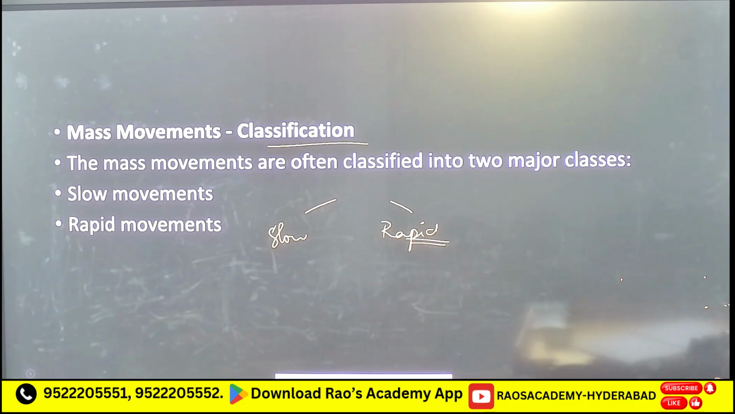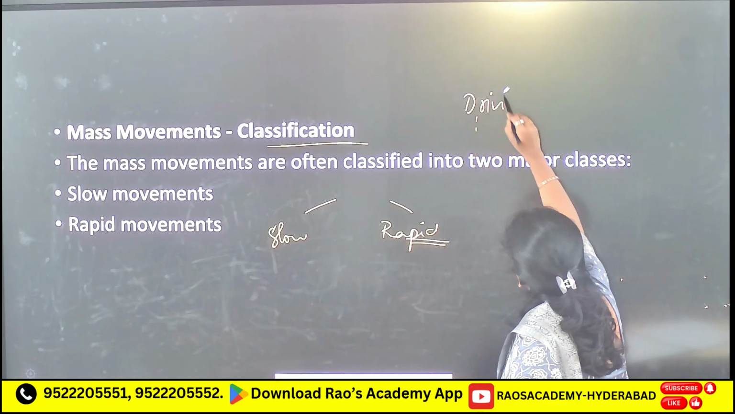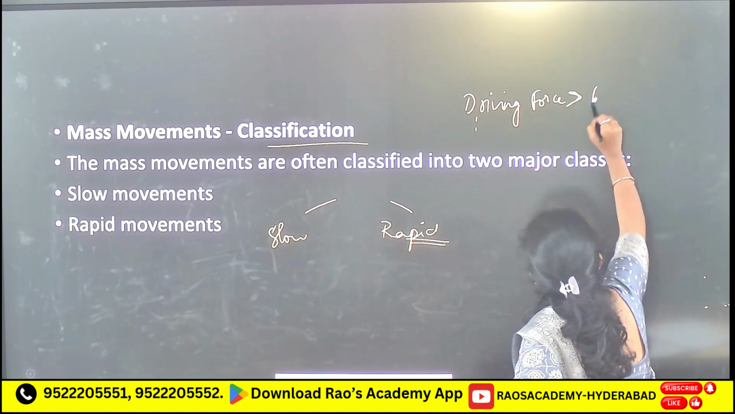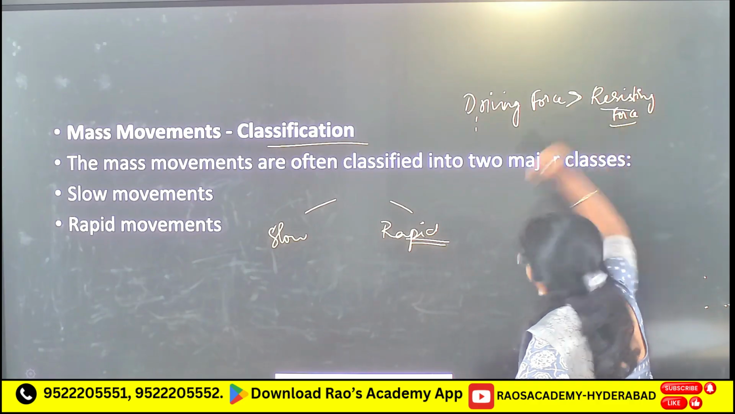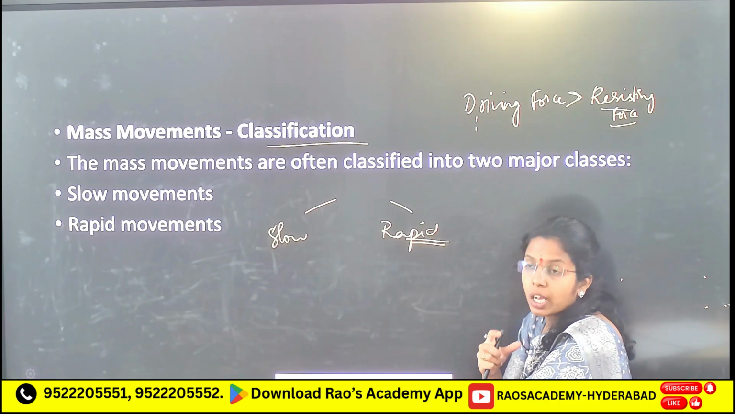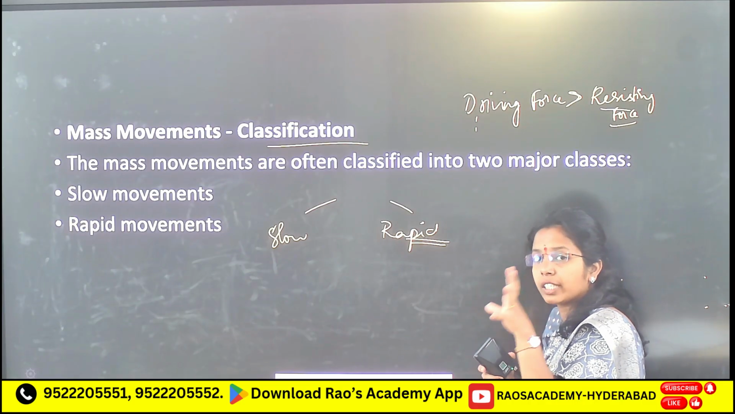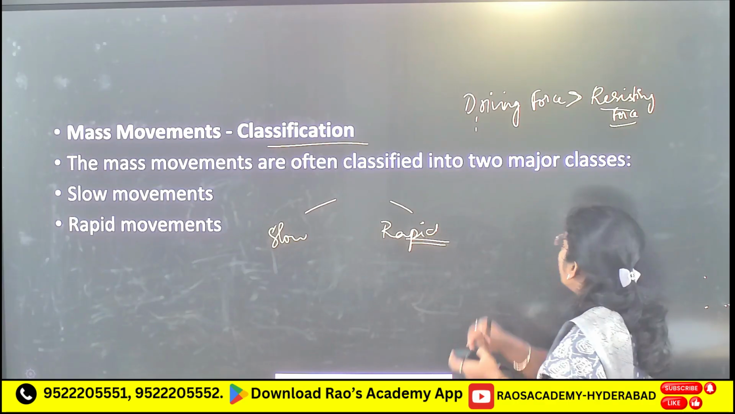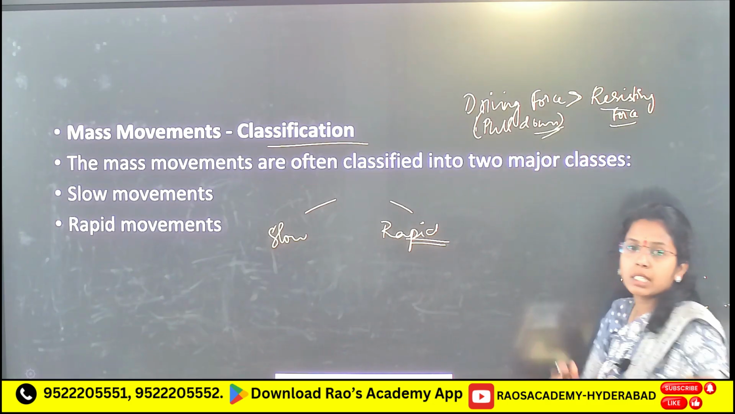Actually, mass movement happens when the driving force, the gravity force or pull-down force, is more than the resisting force. Rocks have resisting force. If a rock or debris has resisting force that is lower compared to the driving force, if the pull-down force is more, then you will see mass movement.